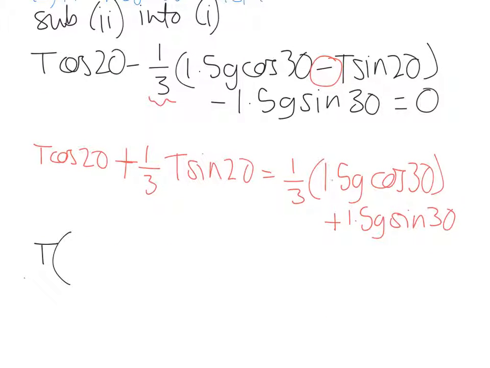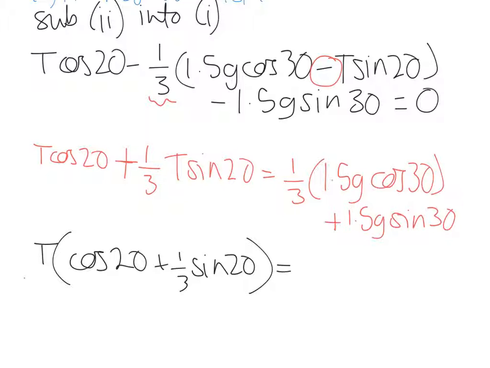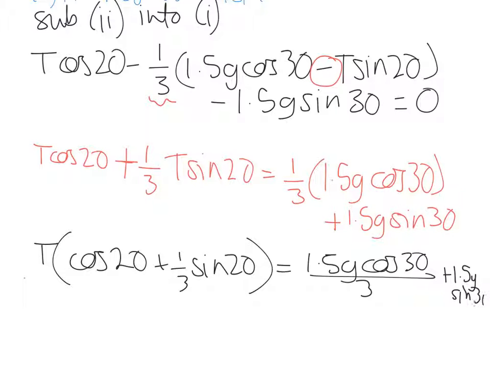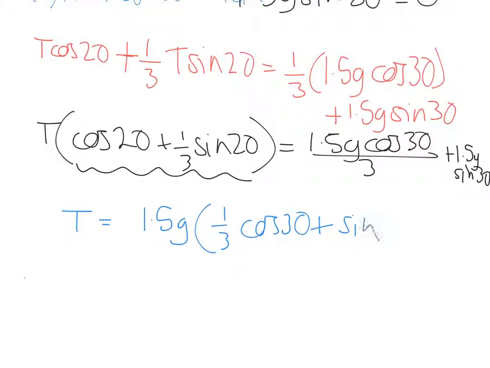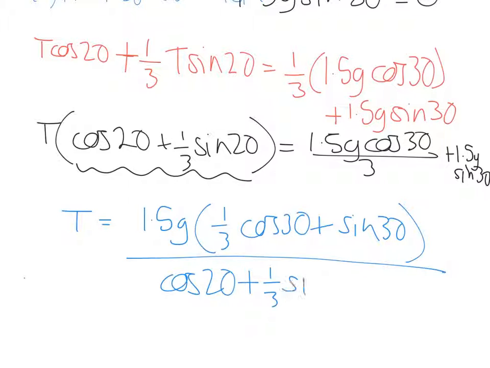Now I can factorise this side, so we've got T times cos 20 plus a third sin 20 equals 1.5g cos 30 over 3 plus 1.5g sin 30, and then we can divide both sides by this. So T equals 1.5g, and we can factorise that as well, a third cos 30 plus sin 30, and that's all going to be over cos 20 plus a third sin 20.